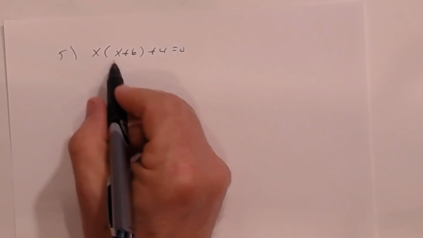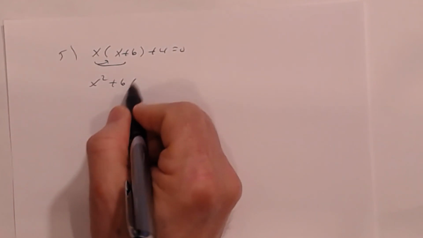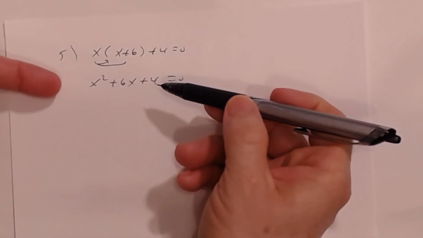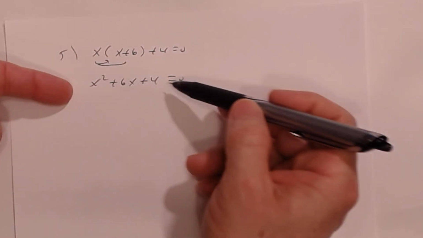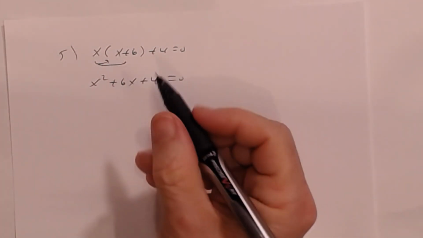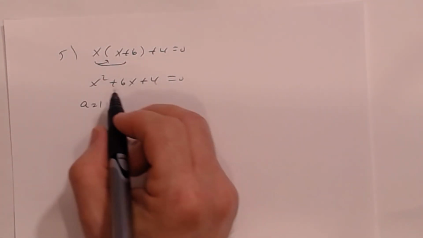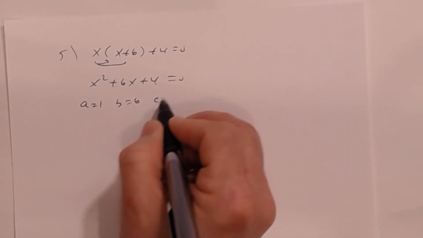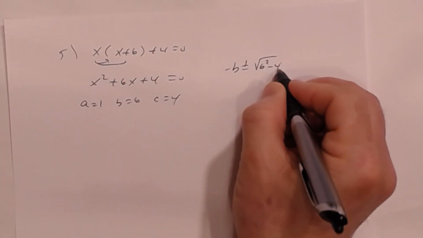So what you have to do first is distribute that x. So I get x times x is x squared, x times 6 is 6x, and then plus 4 equals 0. And now you have this quadratic equation, written in a better way. And so now you can determine what a, b, and c are. So a is 1. Remember, you have 0 on this side. b is 6, and c is 4.